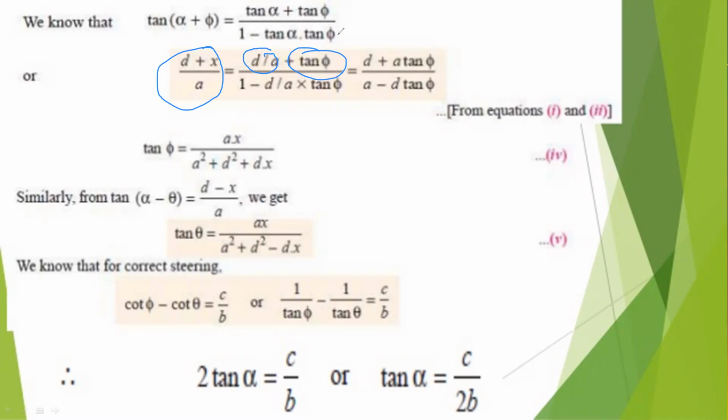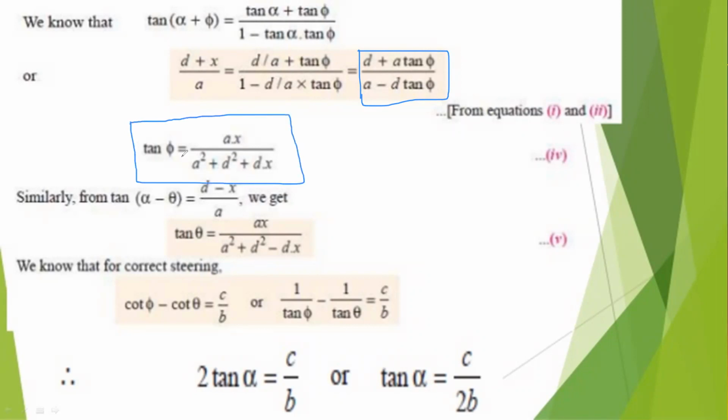tan phi, D plus a tan phi by a minus D tan phi. So finally what I am getting, D plus X by a is equal to D plus a tan phi by a minus D tan phi. So tan phi is equal to ax by a square plus b square plus dx. I can get this value.